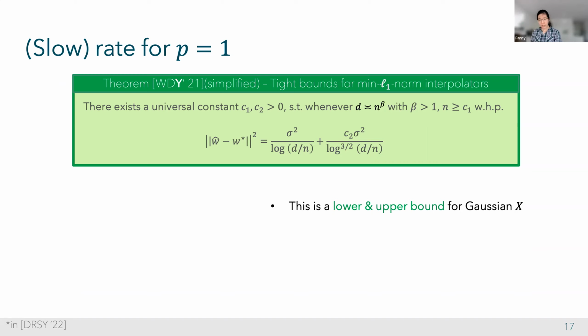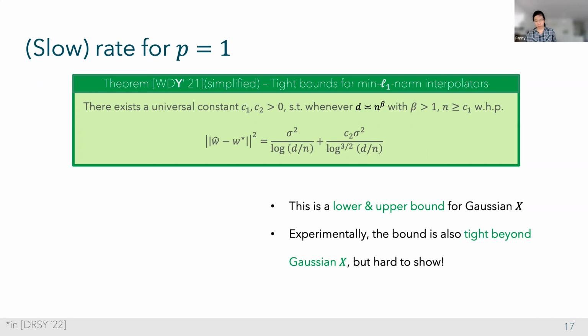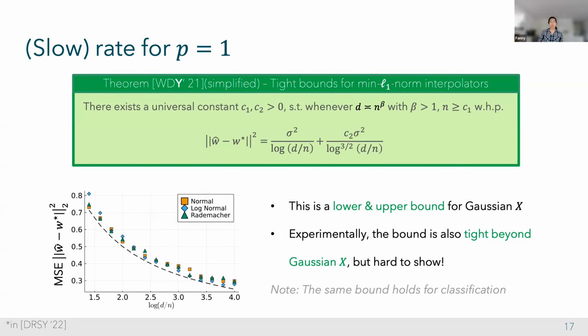And interestingly, if we look at experiments, the bounds are also tight beyond Gaussians, but our technique crucially relies on Gaussianity, so it's quite hard to show anything beyond that. We're working on that, or actually trying to see if we can extend it, but it turns out to be really hard. I just want to note that the same bound holds for classification, where we look at the directional error, so basically we look at the normalized W hats and W stars. So you also have a rate of 1 over log d over n.